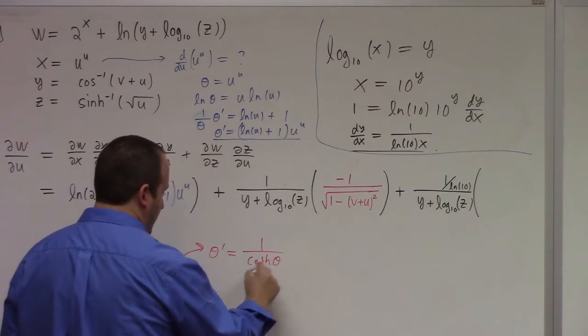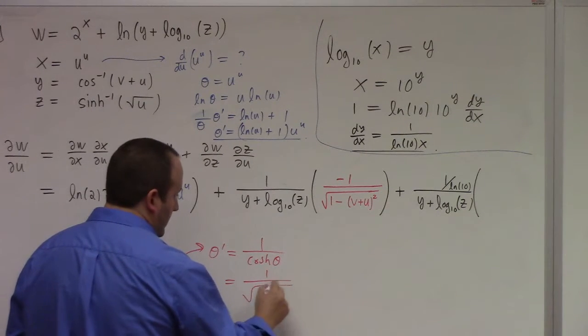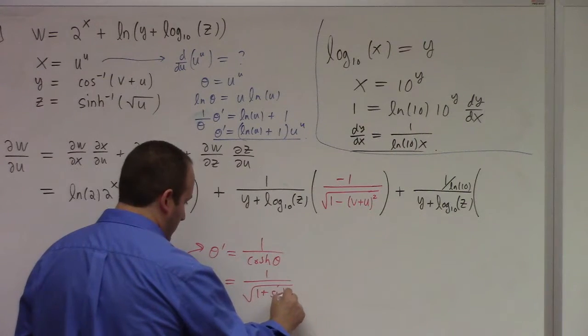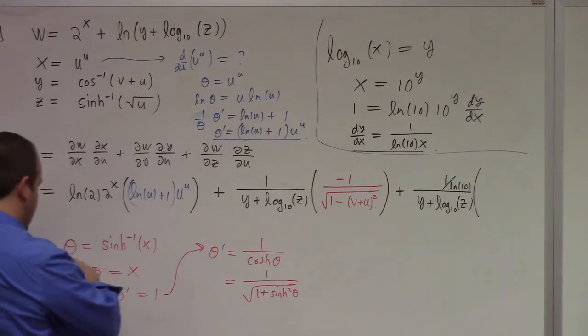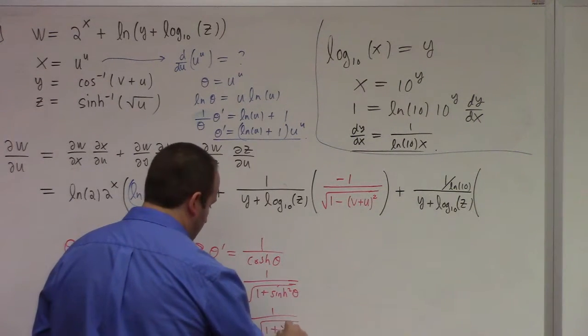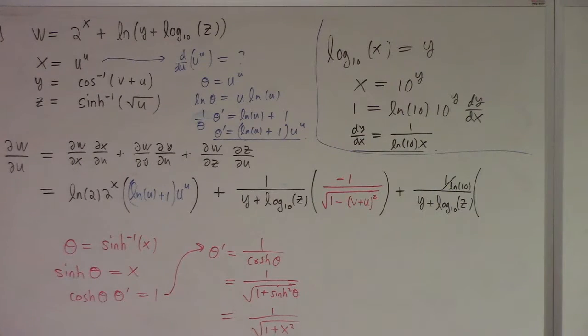But hey, everybody knows that cosh theta is the square root of 1 plus sinh squared theta. Well, isn't that convenient? Because that just happens to be 1 over the square root of 1 plus x squared. So there you go. The derivative of inverse hyperbolic sine is 1 over the square root of 1 plus x squared. That's positive, which is encouraging, because sinh is always increasing. The derivative of sinh is cosh. Cosh is always larger than 1, which means sinh is always increasing at a rate of 1 or larger.